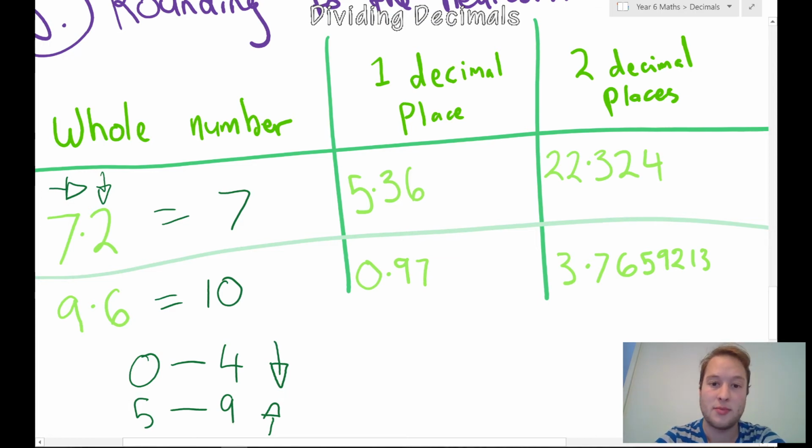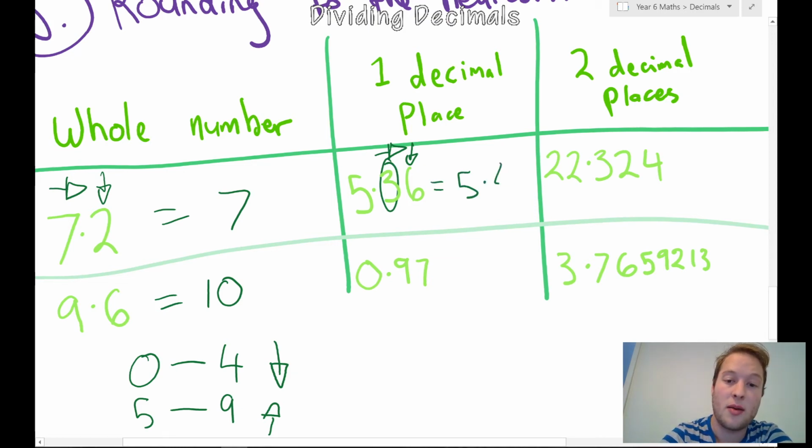For 1 decimal place, I'm wanting this digit to either round up or down, so I have to look to the one to the right. Which category is 6 in? The second one, so I have to round up. So my answer is going to be 5 point, and the 3 is now going to become a 4 because I rounded up because that's 6.